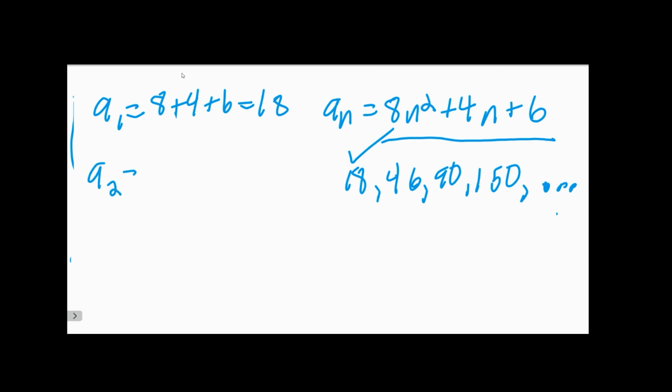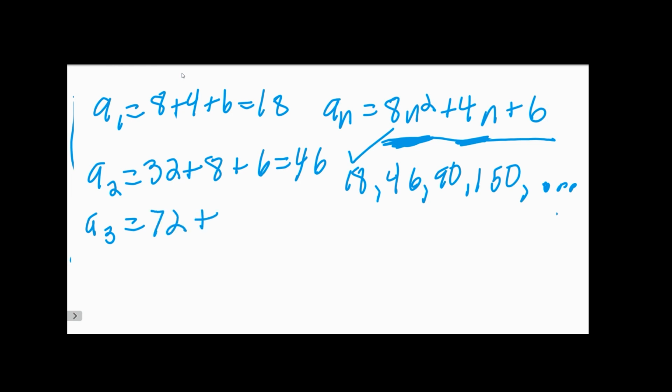Now A2, so that's plugging in 2 for n. So right here, I'll have 8 times 2 squared. That's 8 times 4. That's 32. And then 4 times 2, that's 8. That's 40 right there. And then you just have plus 6. So that's indeed 46. So that works. Let's try it when n is 3. So when n is 3, I'll have 8 times 3 squared, that's 8 times 9, that's 72, plus 4 times 3, that's plus 12. So that's 84 right there, and plus the 6. That is indeed the 90 we want.